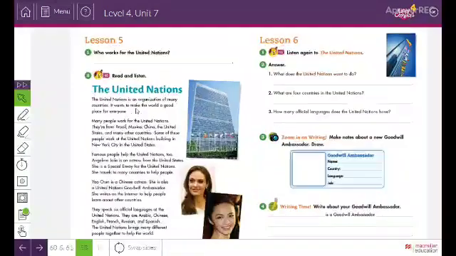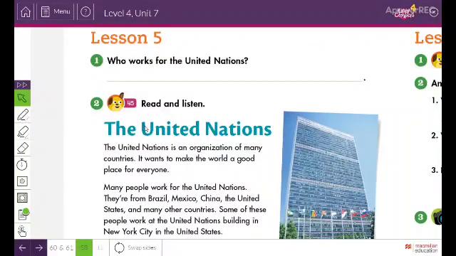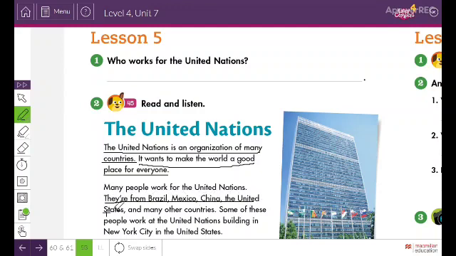Okay, what is the purpose of the United Nations? The purpose, tujuannya apa? From the first paragraph, you can see the purpose. It wants to make the world a good place for everyone. What is the United Nations? The definition, this is it. It's an organization of many countries. And these are the countries who work for the United Nations. Please underline, yeah, don't forget.